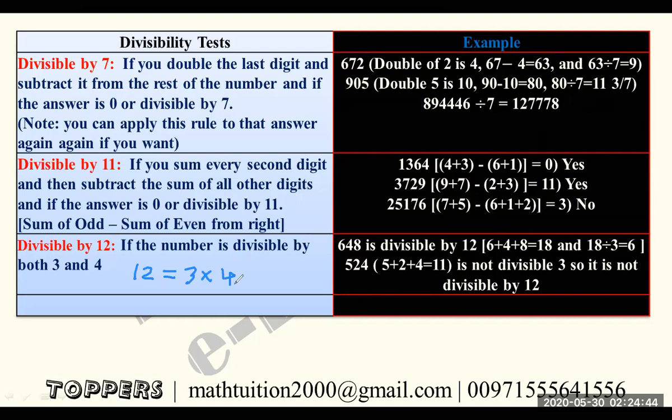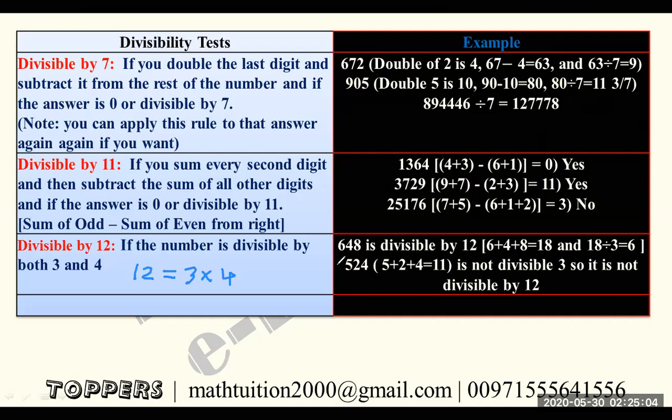How will you check the divisibility by 4? The last two digits: if they come in the multiplication table of 4, or if the last two digits are 0, we can say that the number is divisible by 4. So since it is divisible by 3 and 4, it is divisible by 12.